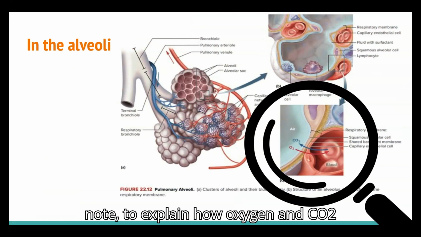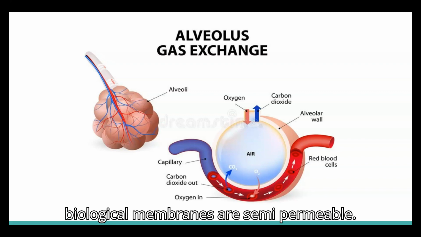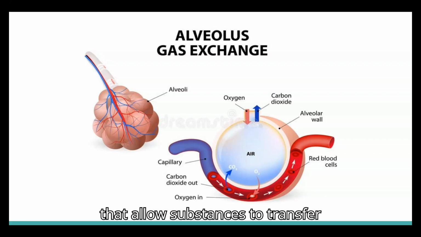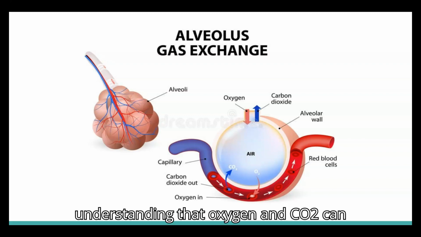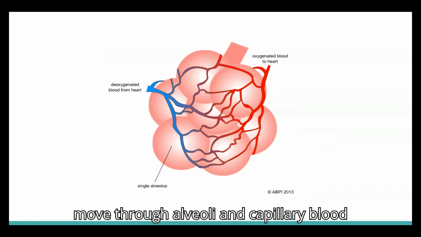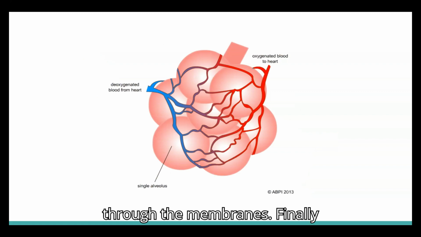Side note: to explain how oxygen and CO2 exchange through these, understand that biological membranes are semi-permeable. Basically, they have small pores or holes that allow substances to transfer through. Now that we know that, we understand that oxygen and CO2 can move through alveoli and capillary blood vessels along the concentration gradient through the membranes.